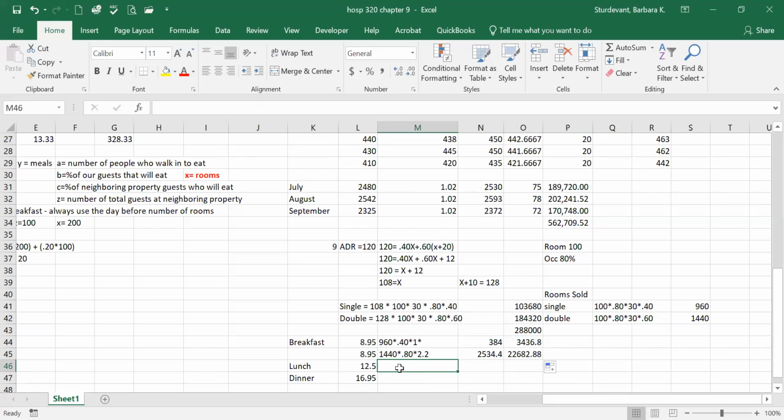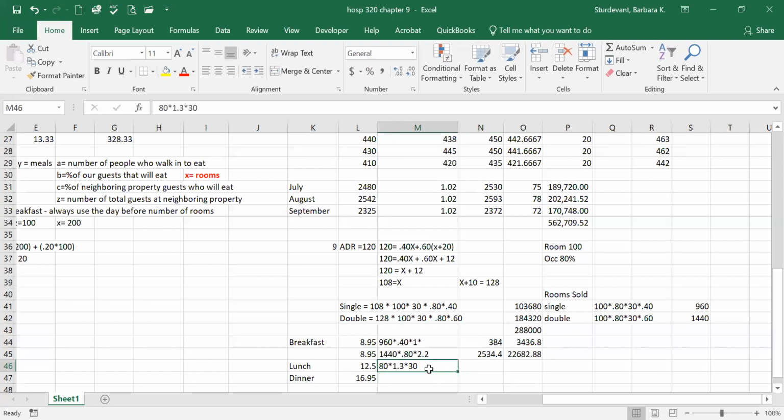Lunch. Okay, with lunch, we're gonna just do our lunch seat turnover. So breakfast was based on percentage of people. Lunch turnover is just gonna be based on turnover. So we have 80 seats. Turnover for lunch is 1.3. For 30 days. Okay, that'll give us our people or meals.